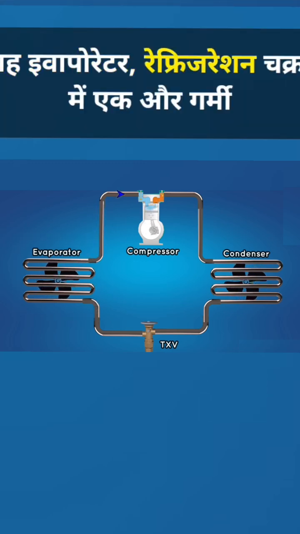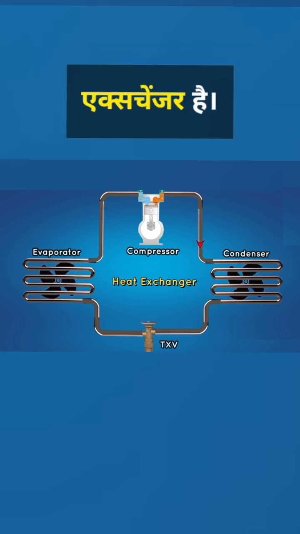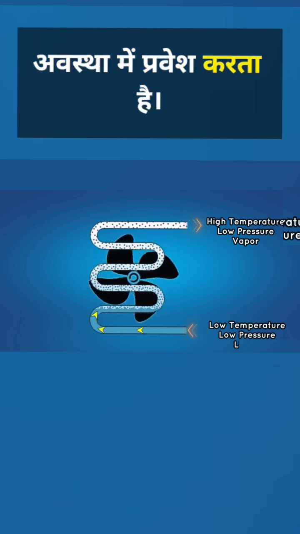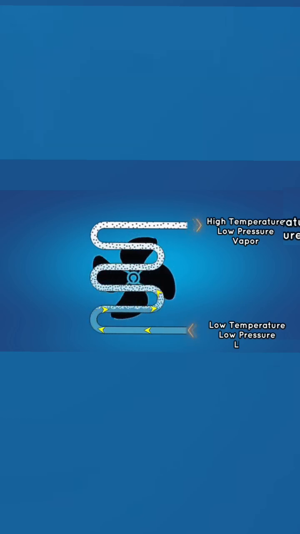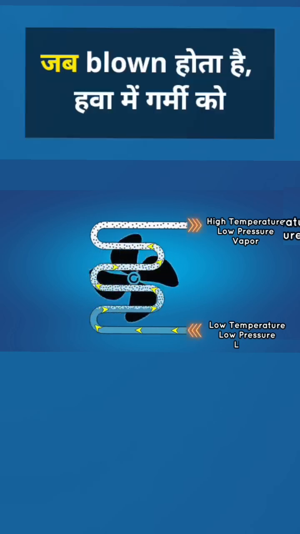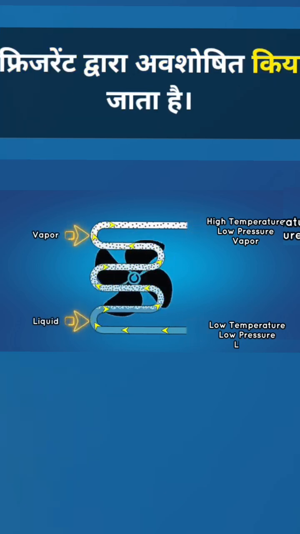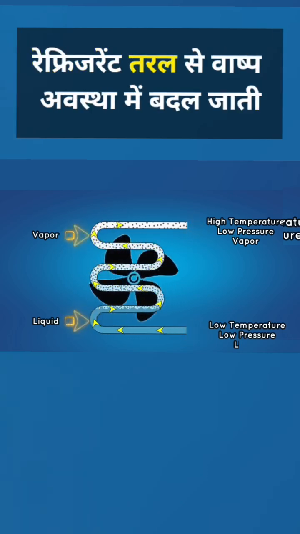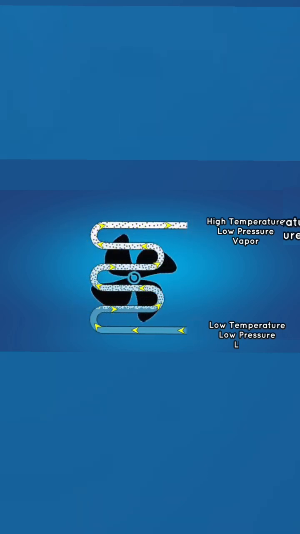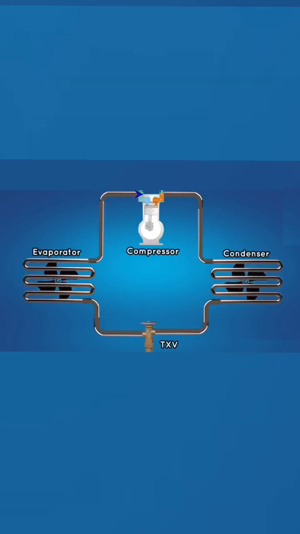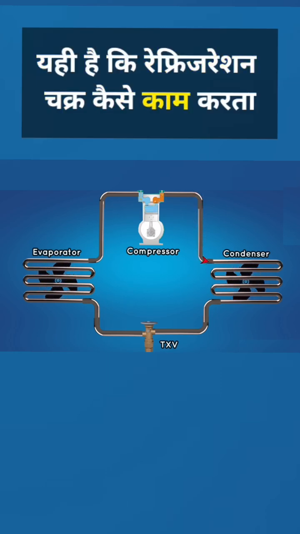This evaporator is another heat exchanger in the refrigeration cycle. Refrigerant enters it at low temperature, low pressure, and liquid state. The fan in it blows air through the evaporator fins. When blown, the heat in the air is absorbed by the refrigerant. As the refrigerant absorbs the heat in the air, we get well-cooled air, and the refrigerant changes from liquid to vapor state. Then, the refrigerant enters the compressor, and the process starts again. This is how the refrigeration cycle works.